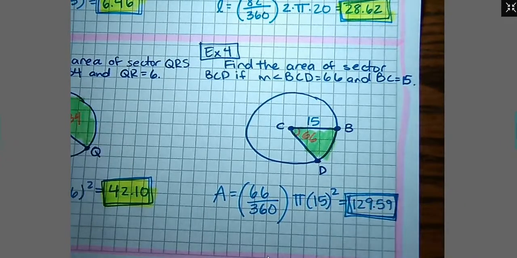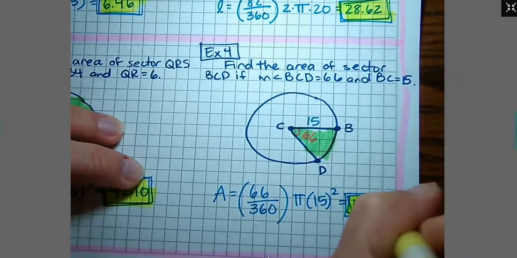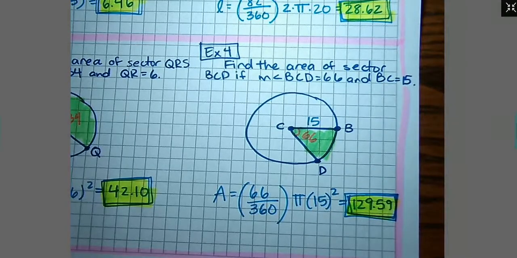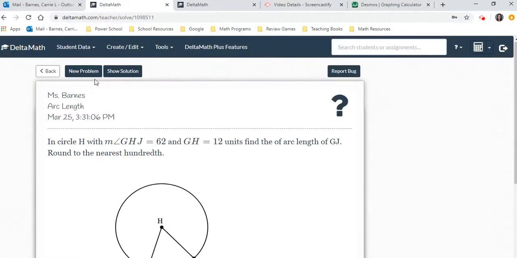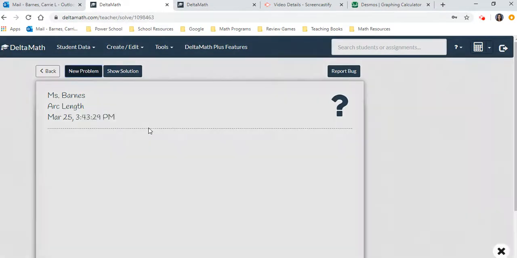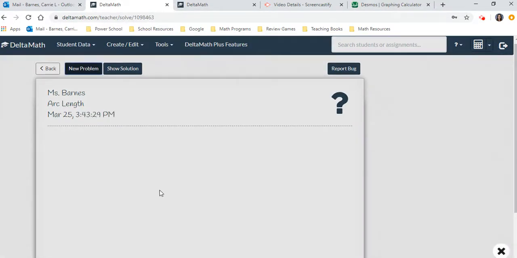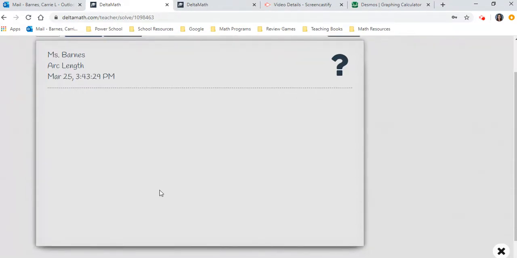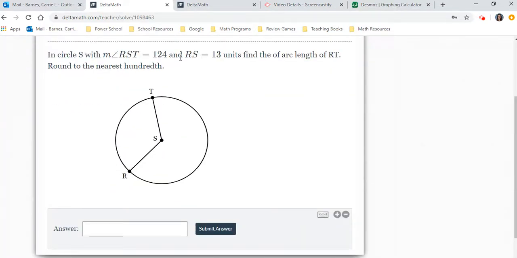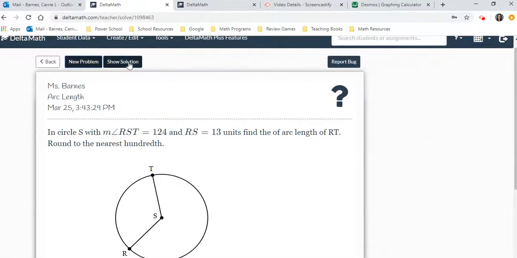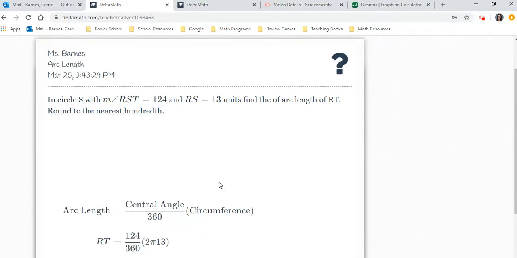Okay, so let me show you what this looks like in Delta Math, and then you'll be all set. In Delta Math, it's just going to have an arc length section and it's going to have an area section. So let me show you an example of a problem like this. Okay, it's going to be the exact same thing that we just did. So let me just show you the solution here so you can see what Delta Math will tell you.